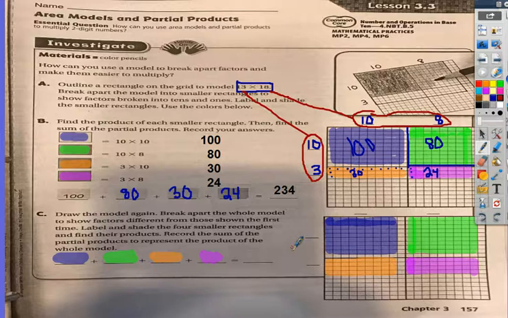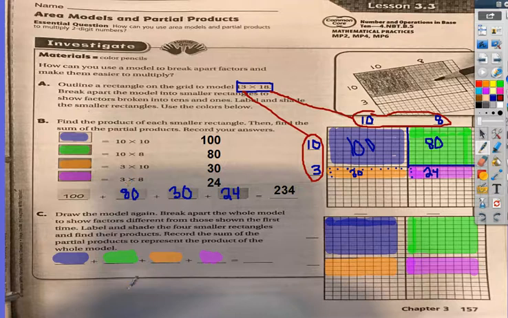Draw the model again, break apart the whole model to show factors different from those shown the first time. Label and shade the 4 smaller rectangles and find their products. Record the sum of the partial products to represent the product of the whole number. Okay, so we still have 13 times 8.